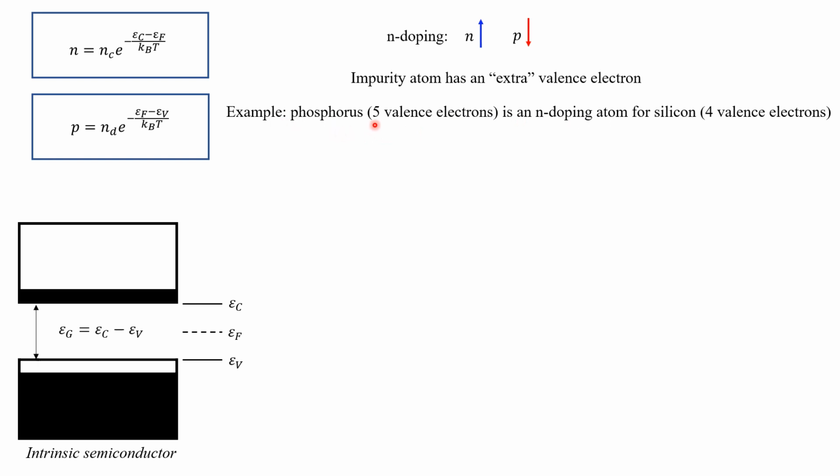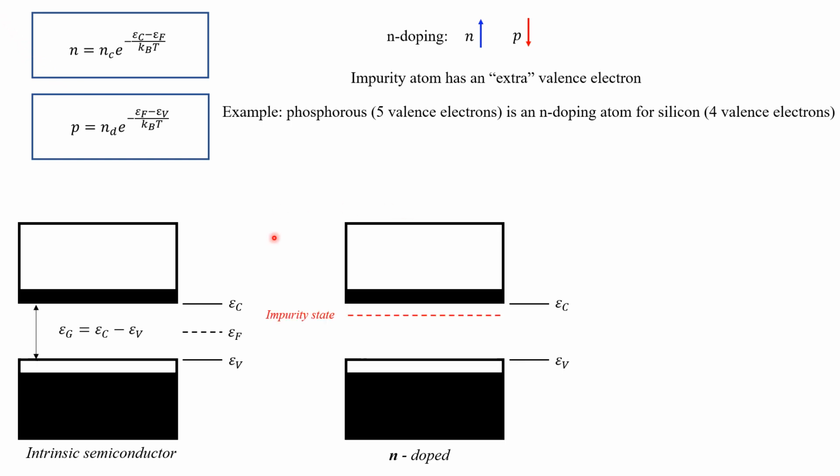So when we insert a phosphorus atom into silicon, 4 of these valence electrons will form a bond with the silicon atoms. The silicon atom has 4 valence electrons, so we need 4 electrons to form the bond. So 4 of the valence electrons of phosphorus will form a bond with the silicon atoms. That will leave an extra, the 5th electron, free. And it is this extra electron that will become a free electron and so increase the concentration of free electrons. So we can control the concentration of free electrons by controlling the concentration of impurity atoms. In our example, the concentration of phosphorus.